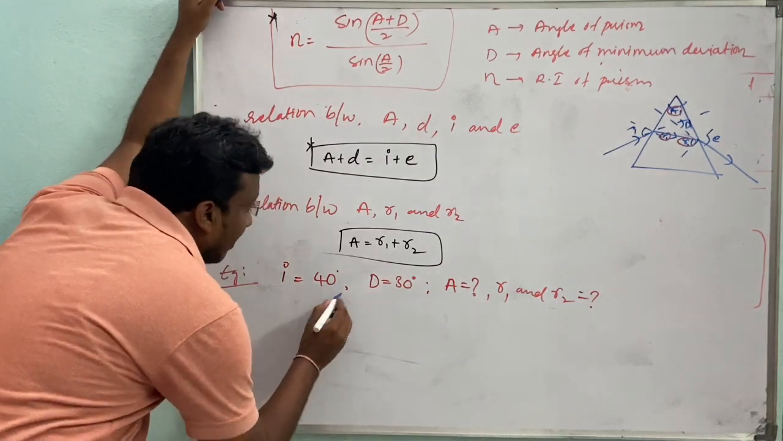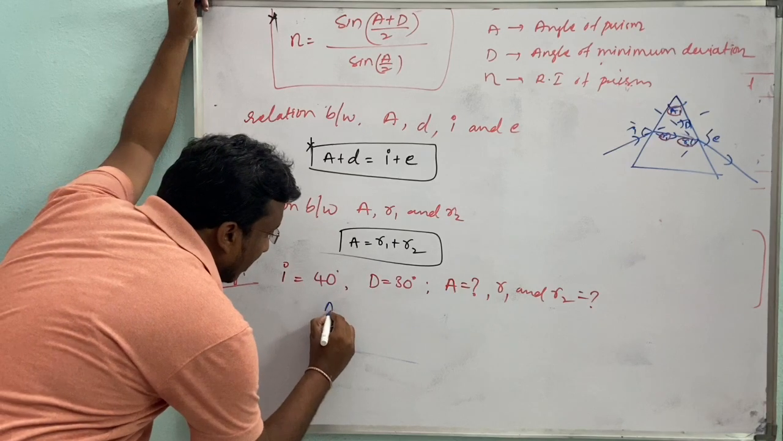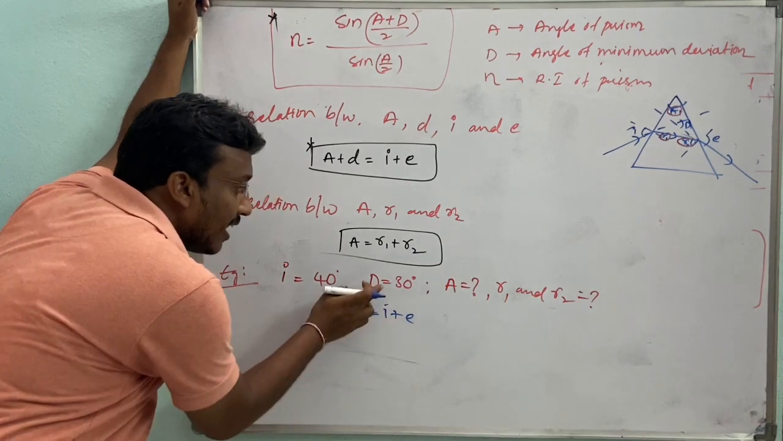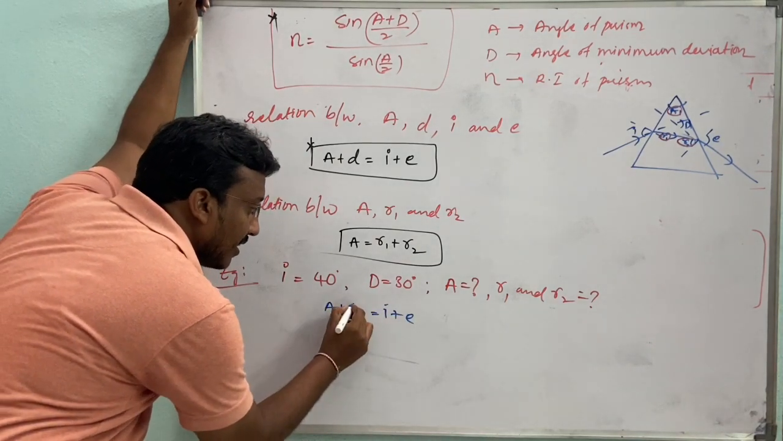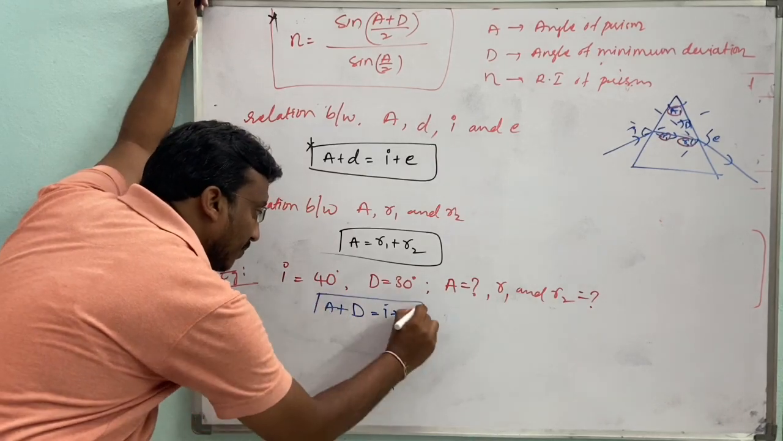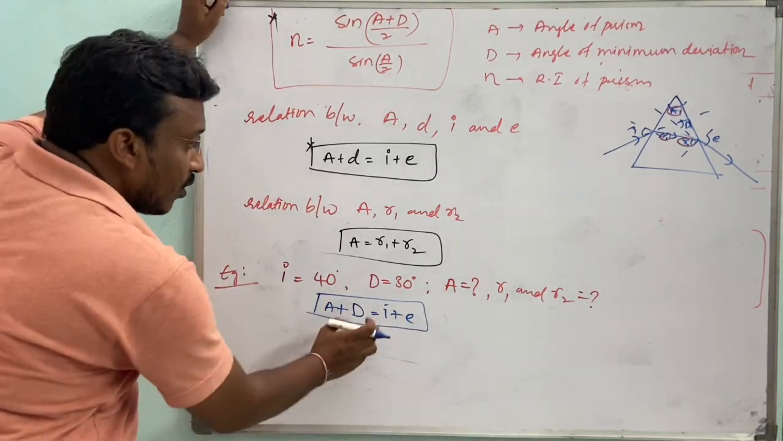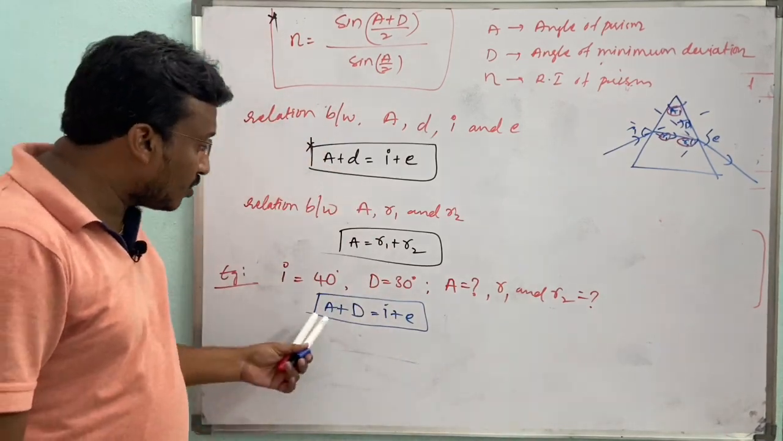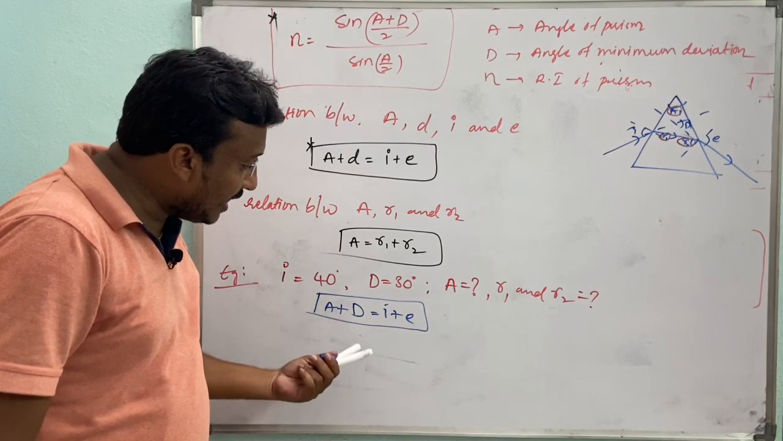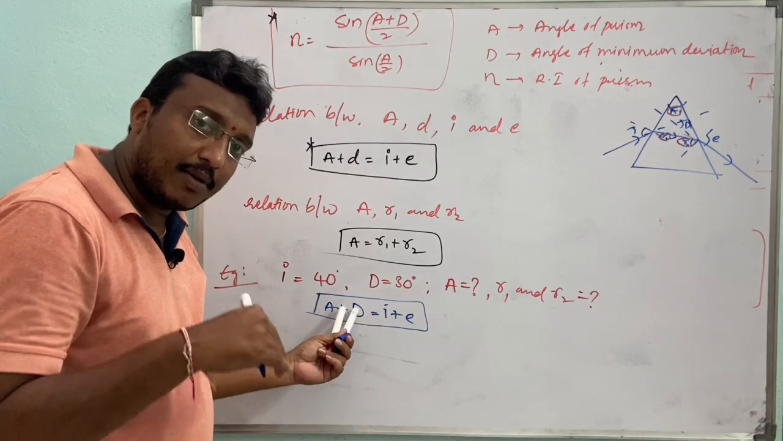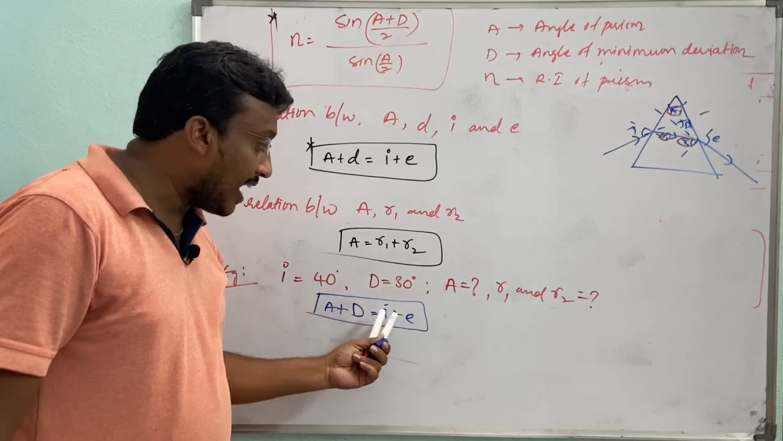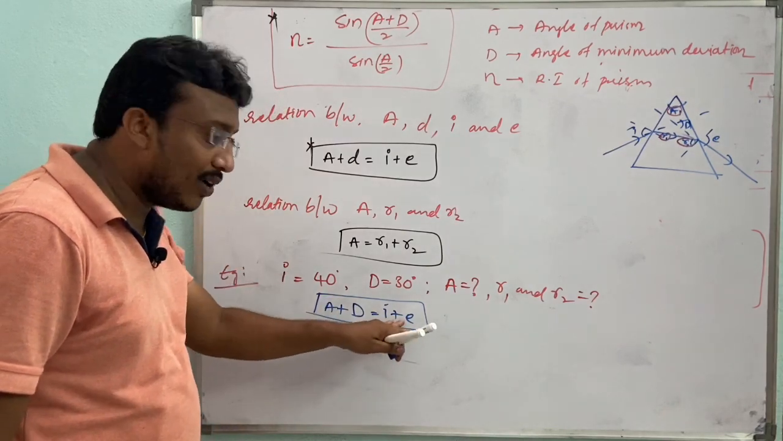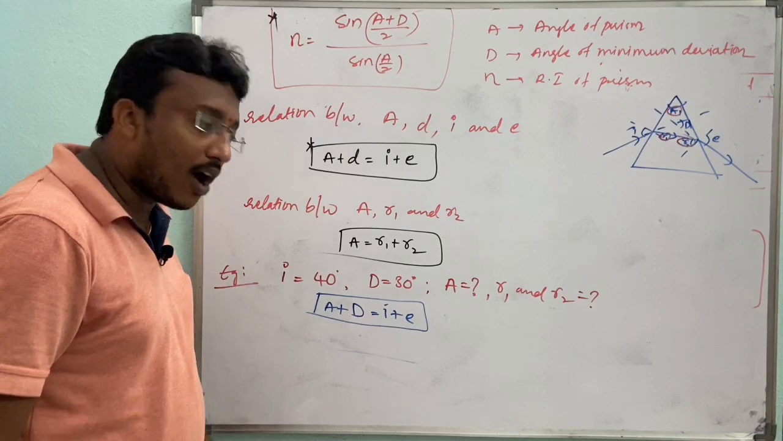Sir, for A, which relation will I use? A plus D equal to I plus E. Here, minimum angle of deviation is given, right? This is the principle: A plus D equal to I plus E, where D means minimum angle of deviation. Now, to find A, we need the minimum angle of deviation, angle of incident and also angle of emergent. Sir, here we have no angle of emergent, no? Then how will we get it, sir?